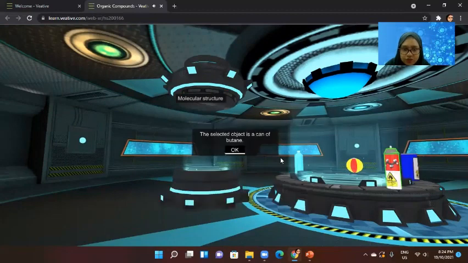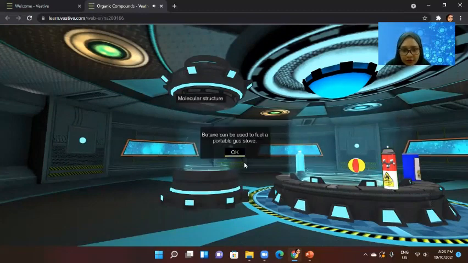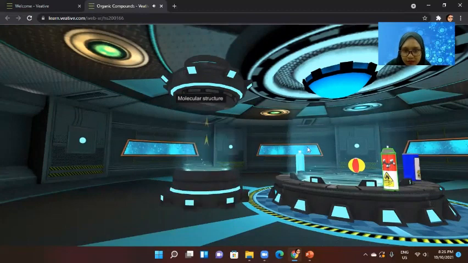Okay, let's see one more. This one. Okay, so this is butane gas. Okay, it's in the cylinder. This is usually used as a cooking gas. Okay, especially when you go for camping and all. Okay, it's a portable gas stove. Okay, so let's look at the molecular structure. We're going to click and drop it here.